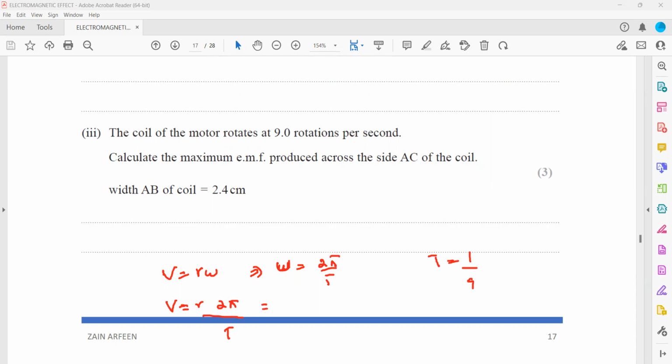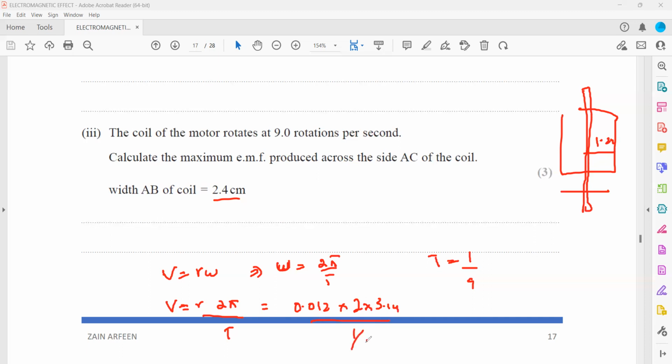So if I substitute, and the width was given as 2.4 centimeter, with that is the width. We need the radius because it is moving around the axle. So we'll take half of it, so it will be 1.2 centimeter. So 1.2 centimeter we convert into meters, 0.012 multiplied by 2 multiplied by 3.14 and divided by 1 over 9. This will give us the speed at which it is moving.